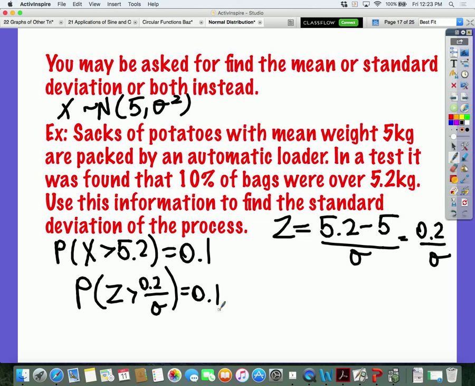And so now that I have that, I can use the inverse norm to find my standard deviation. So, inverse norm. What comes next? The probability, 0.1. Uh-huh. 0 and 1. Mean is 0. Standard deviation is 1.